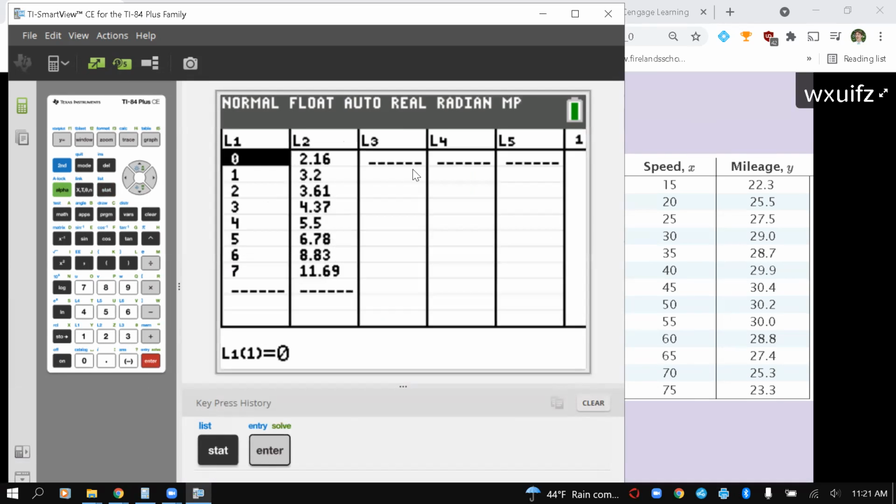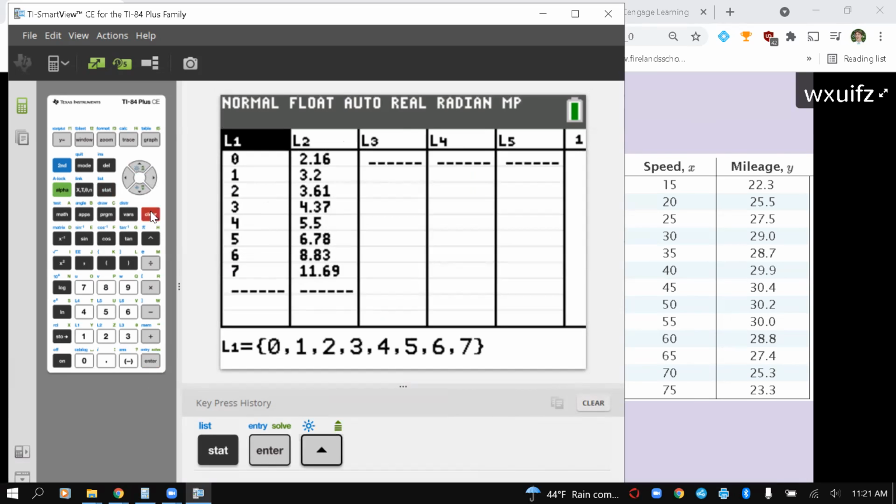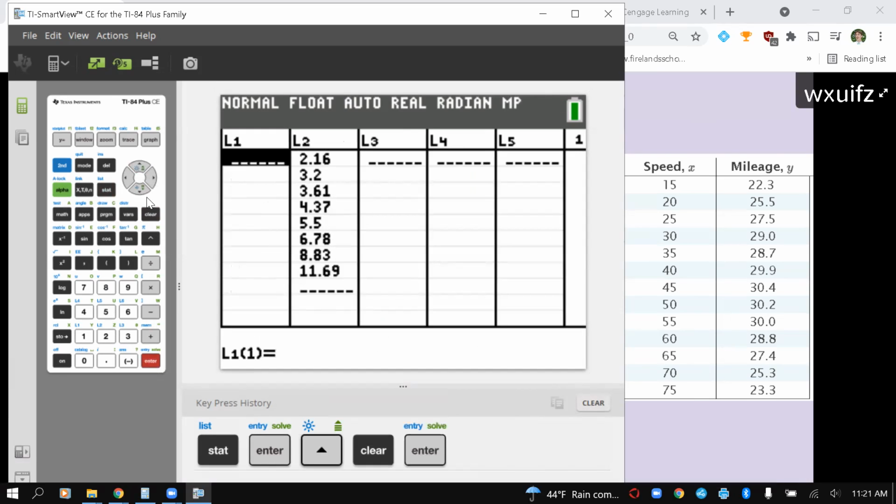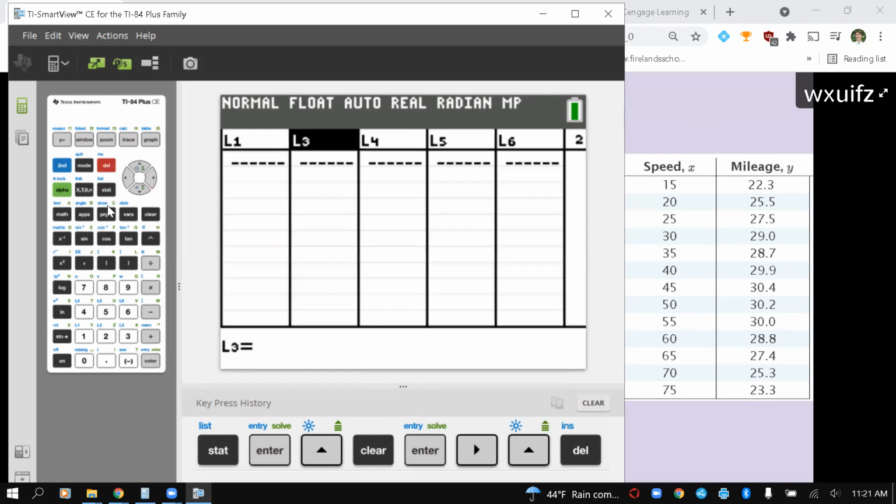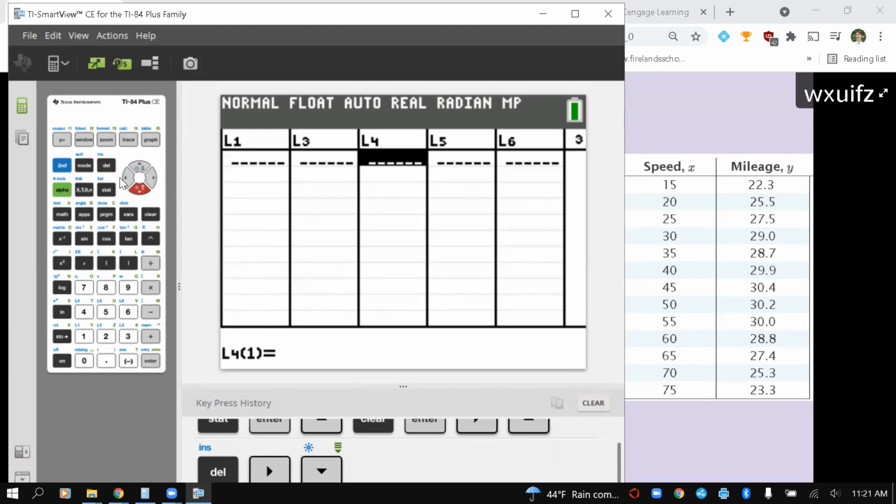Edit. If you have data in your table already, you can go up and hit clear and enter. I think if you hit delete, that does it too. Oh no, that doesn't do that. I didn't want to do that. My list 2 is gone. Why did I do that? All right, it's okay. No reason to panic.